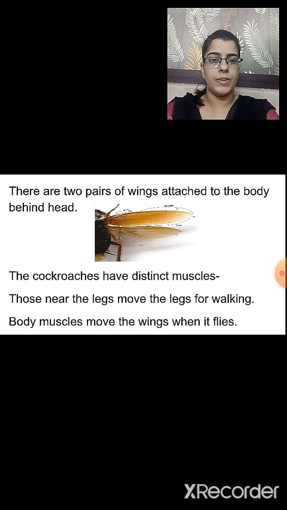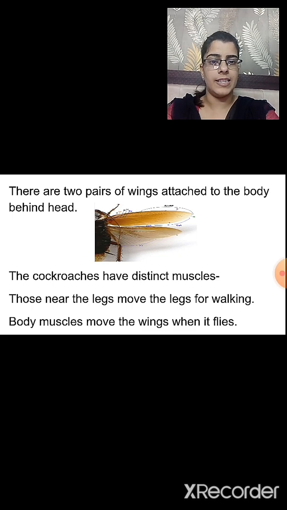Cockroaches have 2 different muscles: those near the legs, which move the legs for walking, and the body muscles, which move the wings when it flies. So the body muscles help the cockroach to fly, and the muscles present near the legs help the cockroach for walking.